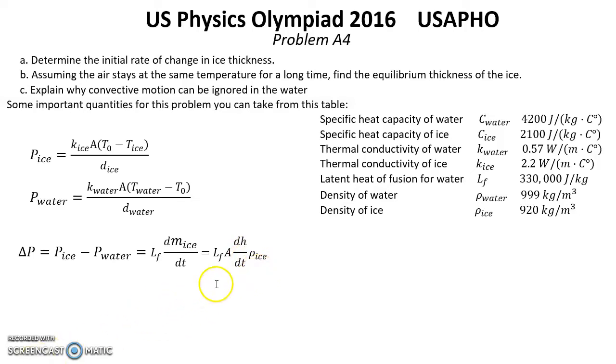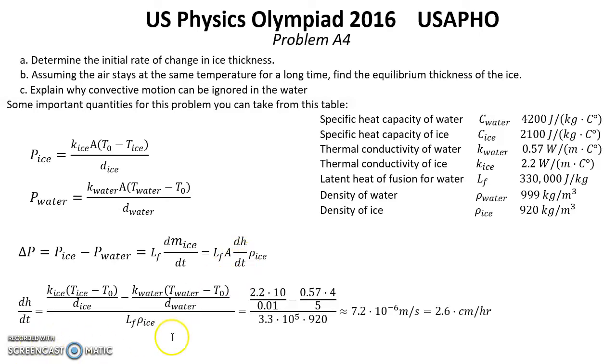After that we can find what is dH over dt. That will be this expression. Here we see that P ice is much greater than P water, so we can neglect it. And finally we have approximately this rate, which is about 2.6 centimeters per hour. This is the answer for question A.